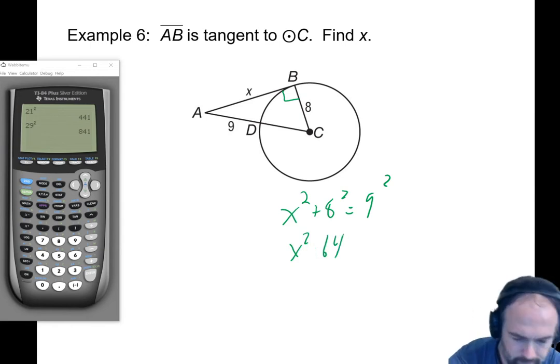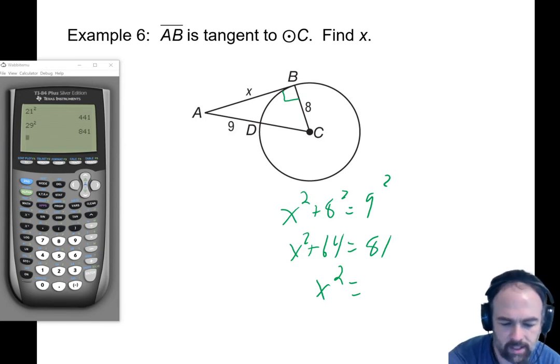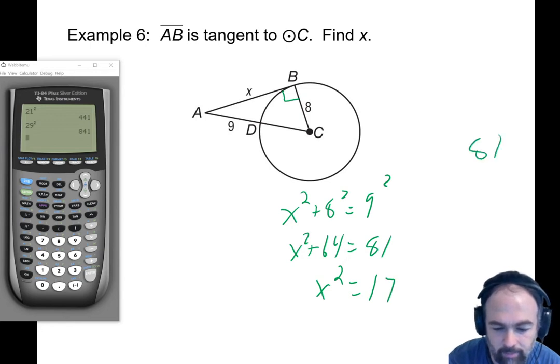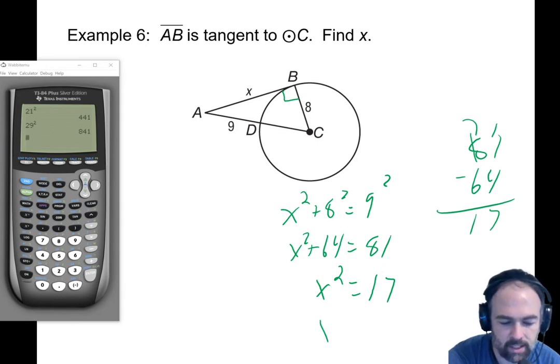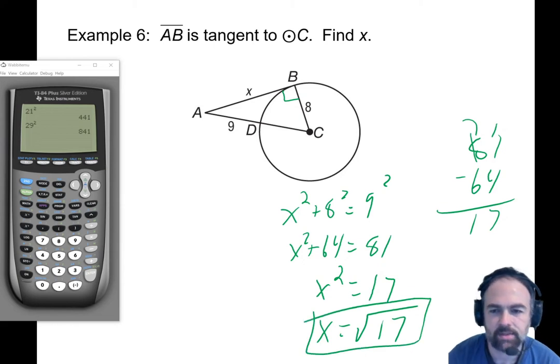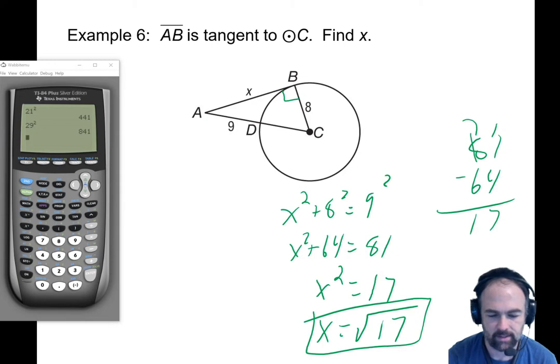Let's try and write the right symbols here. X squared plus 64 equals 81. Let's subtract it from both sides. 81 minus 64 is going to be 17. And you see now I'm second guessing that. Yeah, 17. And then take the square root of both sides. X equals the square root of 17. 17 is prime, does not reduce, therefore we're leaving it as square root of 17.